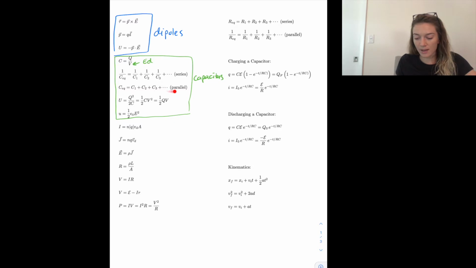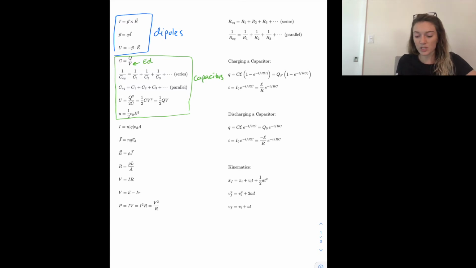Then here we have the formulas for capacitance in series and parallel, which is kind of self-explanatory. And then this is potential energy for a capacitor. All three of these equations are equivalent to each other. It just depends: do you have the charge and the capacitance, or the capacitance and the voltage, etc. These are all equivalent.